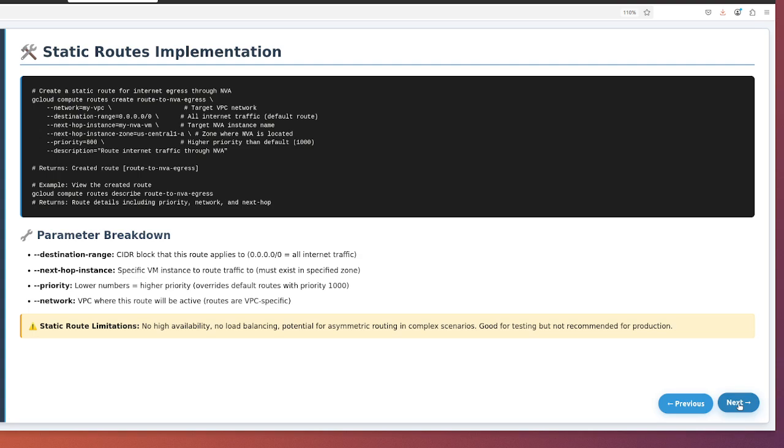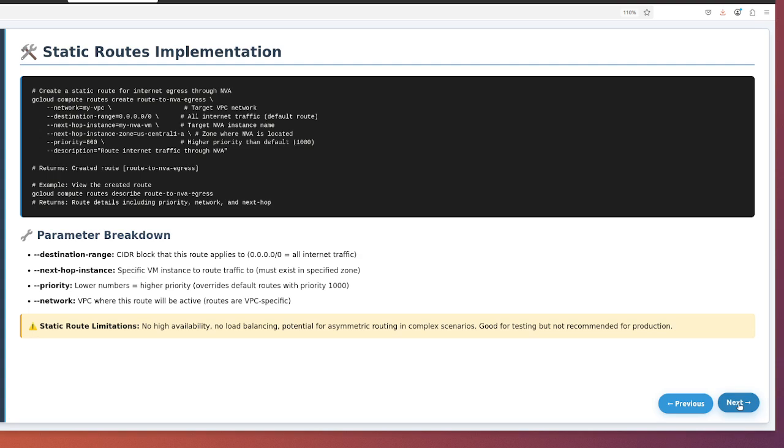The priority parameter is crucial for understanding GCP routing. Lower numbers mean higher priority. The default internet route in GCP has priority 1000, so by setting our priority to 800, we ensure our custom route takes precedence.